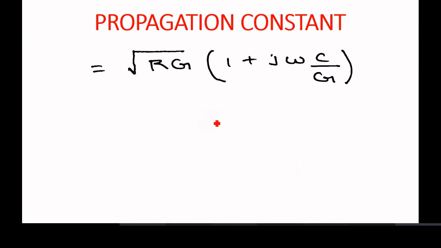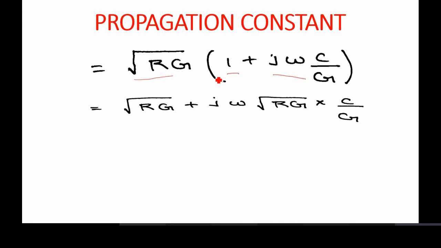Now multiply this term with both of these terms. So we get square root of RG, then j omega written here, and square root of R by G, which is the same as C by G.